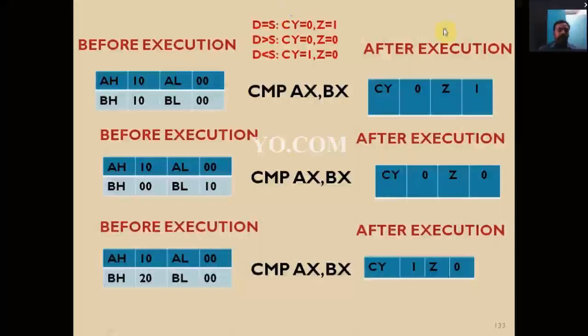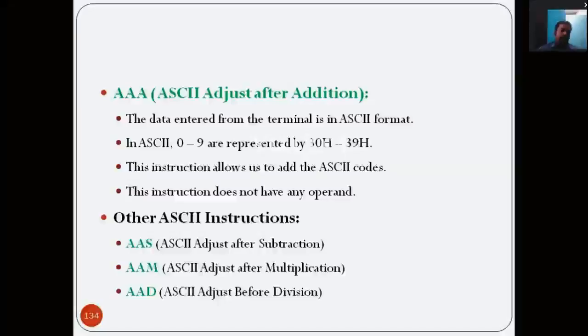So these are the common instructions. Destination equal to source means carry flag equals 0, zero flag equals 1. Destination greater than source means carry flag equals 0 and zero flag is 0. Destination less than source means carry flag equals 1 and zero flag is 0. This is the comparison instruction.